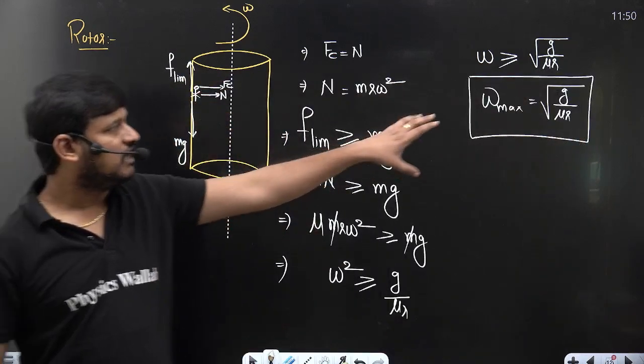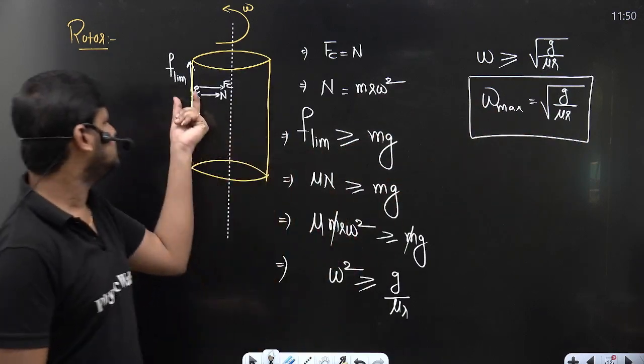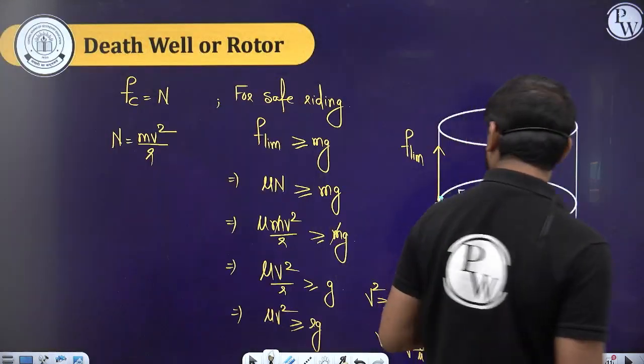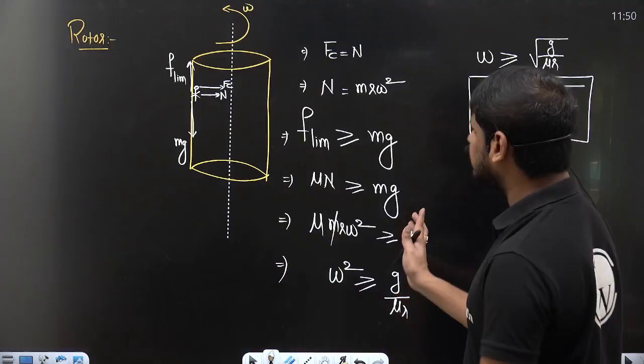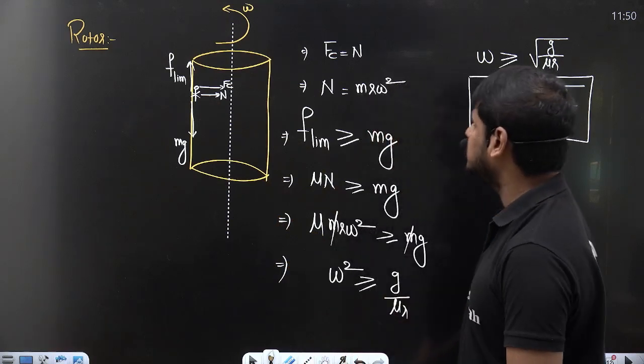If the angular velocity exceeds this one, the person will fall into it, or the block which is attached to this rotor will fall into it. Clear the concept, this one and this part? Everyone done? Chalo, so let's move further.